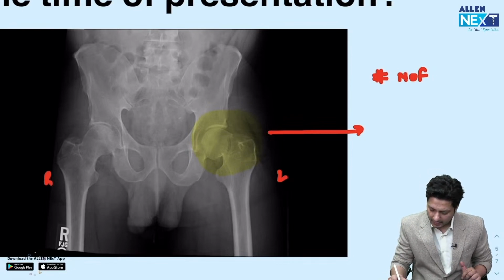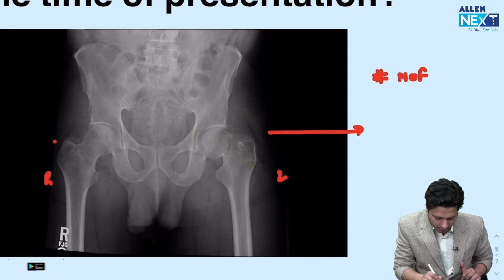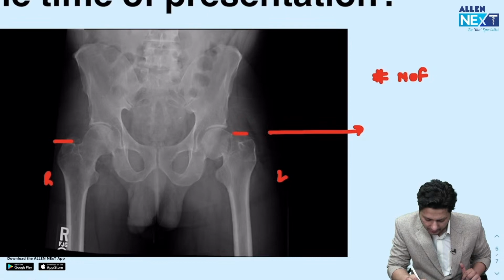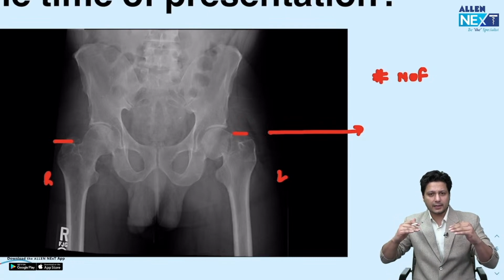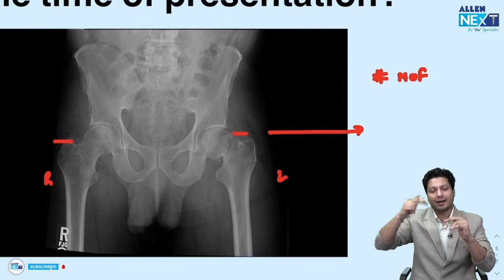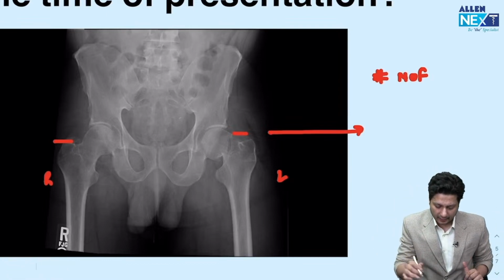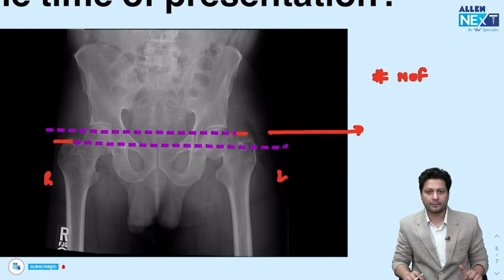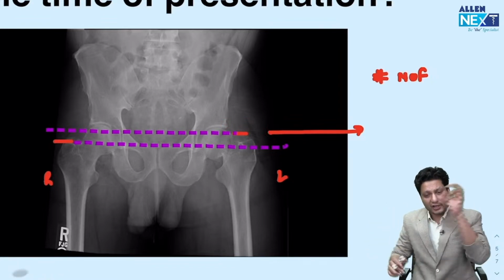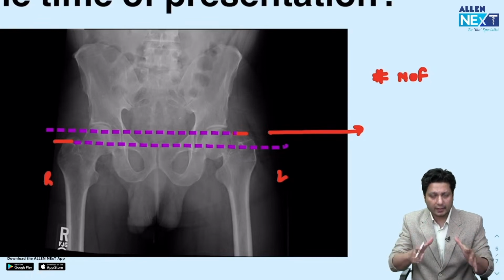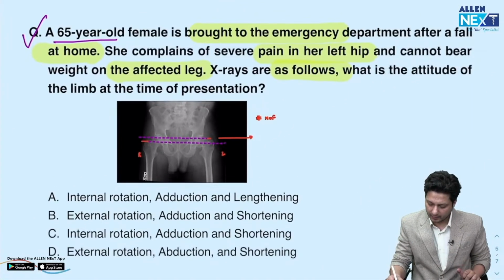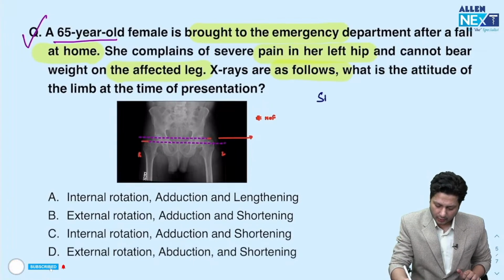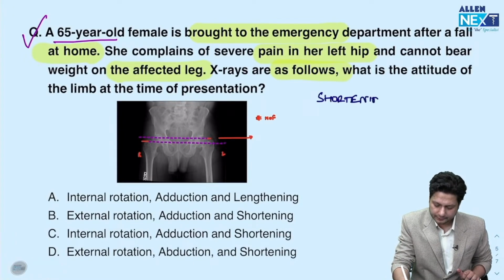Now, if you compare the two lines which are provided to you in the X-ray, this is the level of the greater trochanter on the right side, this is the level of the greater trochanter on the left side. And as you can very clearly see, the tip of the greater trochanter on the left side is higher in comparison to the normal one. That means there is a possible shortening that the patient could be presenting with. So, one thing in the form of the attitude, just by reading the X-ray, is whether it is lengthened or shortened. So, one thing that you can frame out is that there is a shortening of the limb. That is point number one.